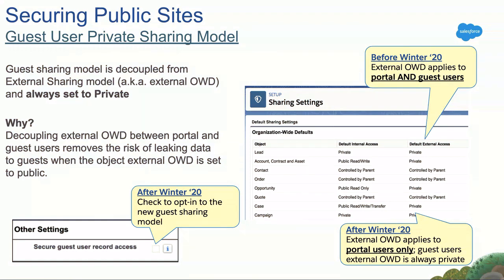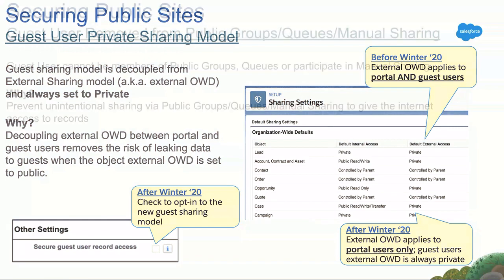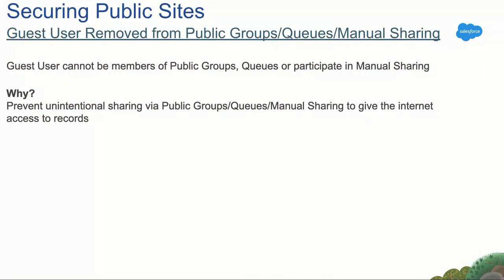When this is enabled, it will decouple the org-wide defaults of the portal users and guest users so that default external access only refers to the portal users, and guest users will have private org-wide defaults. As part of enabling that org pref, we have also removed guest users from public groups, queues, and manual shares. The purpose of that is we do not want admins to inadvertently share data to guest users.